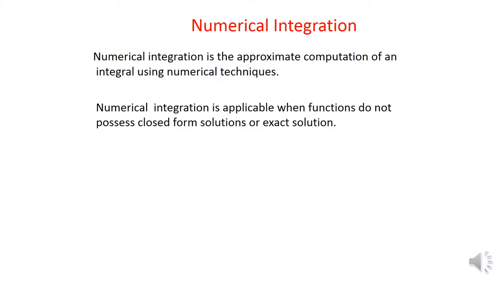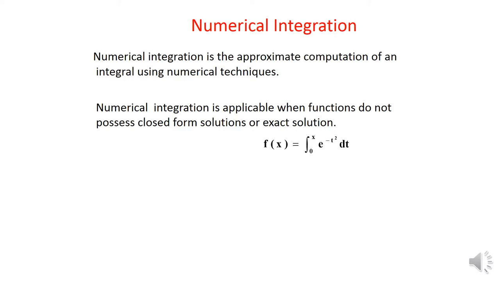Here we have a function f(x) equal to the integral from 0 to x of e to the power minus t square dt. We get its solution in error function form. So here we can apply numerical integration to get an approximate solution of this.